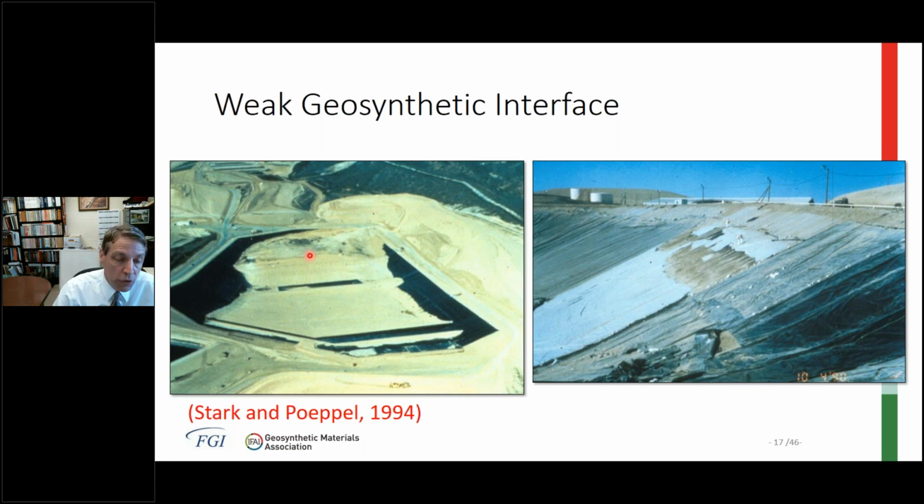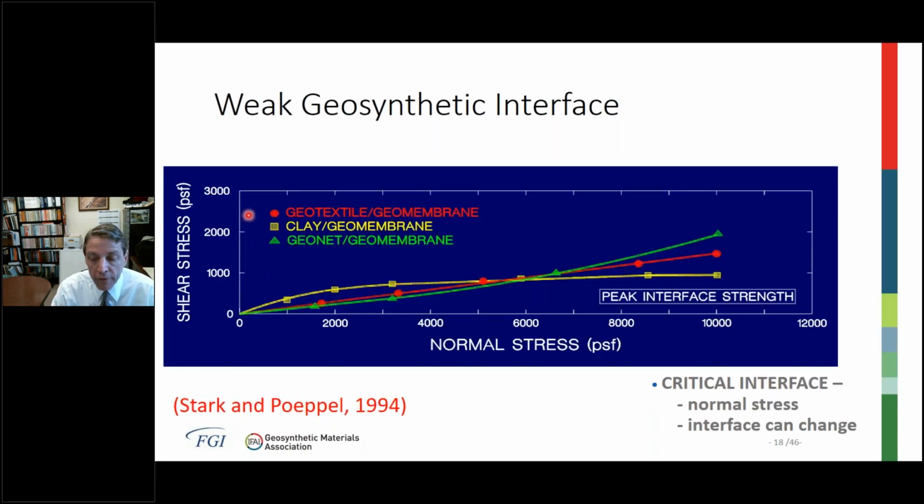The waste moved down the valley and toward the liner system, as you see on the right, due to sliding along weak interfaces in the double composite liner system. Here's a graph that shows the interface strengths for the geotextile geomembrane, compacted clay geomembrane, geonet geomembrane interfaces. And so this case really started looking at geosynthetic interface testing and strengths very carefully.